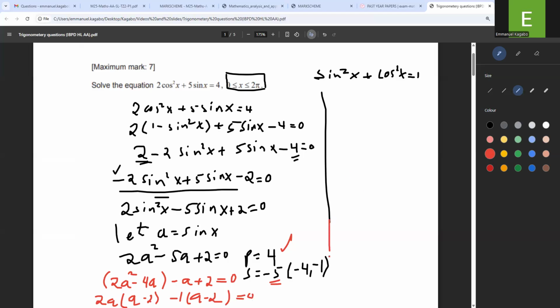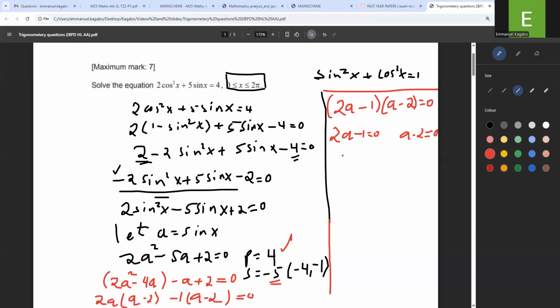Now, what am I going to have here? I'm going to have 2A minus 1 bracket A minus 2 equal to 0, right? Do you see that? Each of them will be equal to 0. So it's 2A minus 1 equal to 0, and then A minus 2 equal to 0, right?